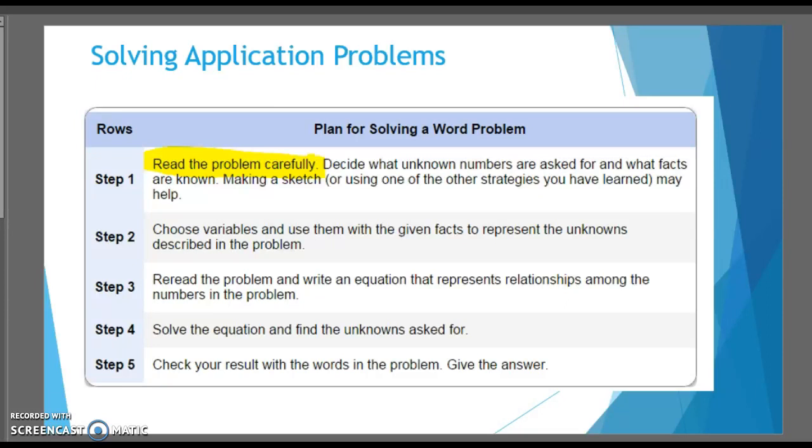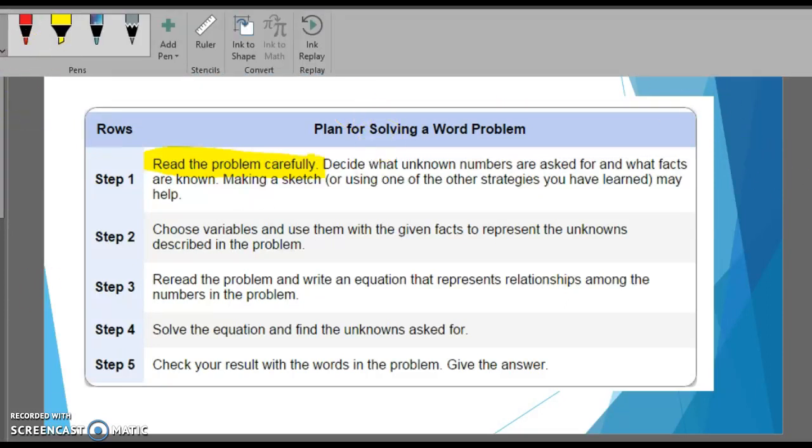Decide what unknown numbers are asked for and what facts are known. Making a sketch or using one of the other strategies you have learned may help. I like to draw a picture usually. Step number 2, choose variables and use them with the given facts to represent the unknowns described in the problem. Step 3, reread the problem and write an equation that represents relationships among the numbers in the problem. Step 4, solve the equation and find the unknowns asked for. And step 5, check your result with the words in the problem. Give the answer.